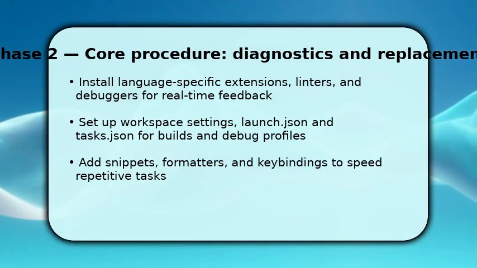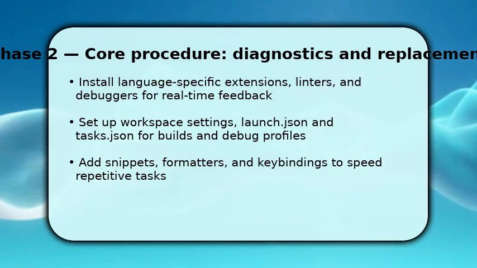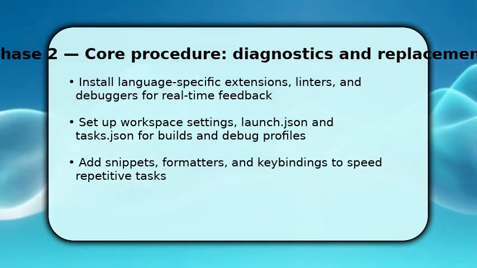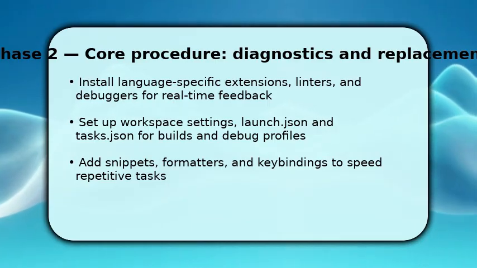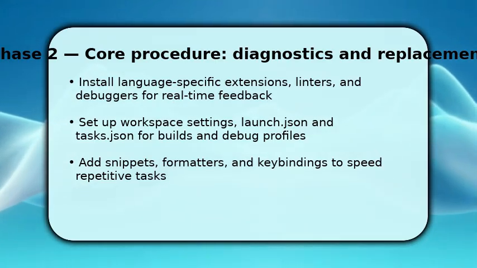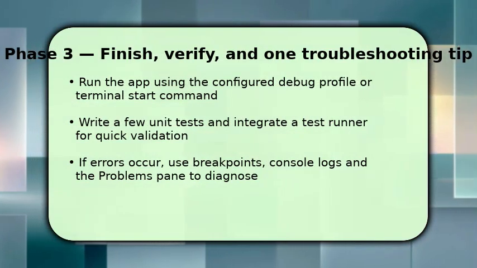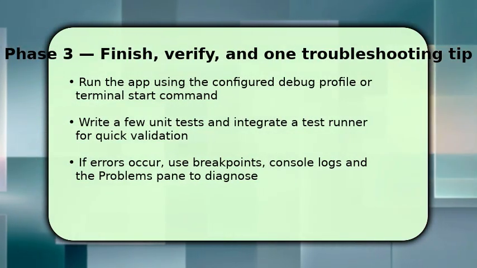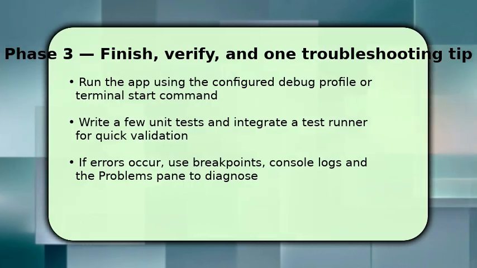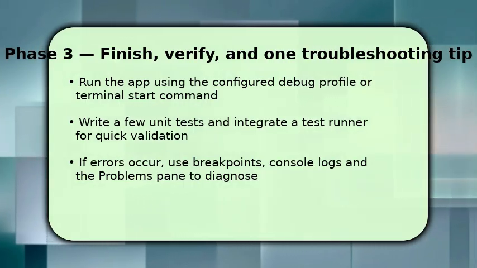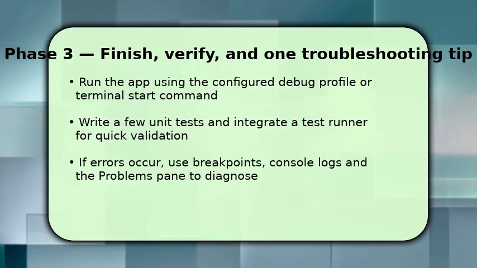Make sure to add formatters and code snippets to reduce boilerplate and bind keys for frequent commands. This setup reduces friction, so you spend time coding logic instead of fighting the tools. You finish by running and validating your code, then solving any issues. Start the app with your debug profile or terminal command and run a couple of unit tests to confirm behavior. Once tests pass, iterate on features.